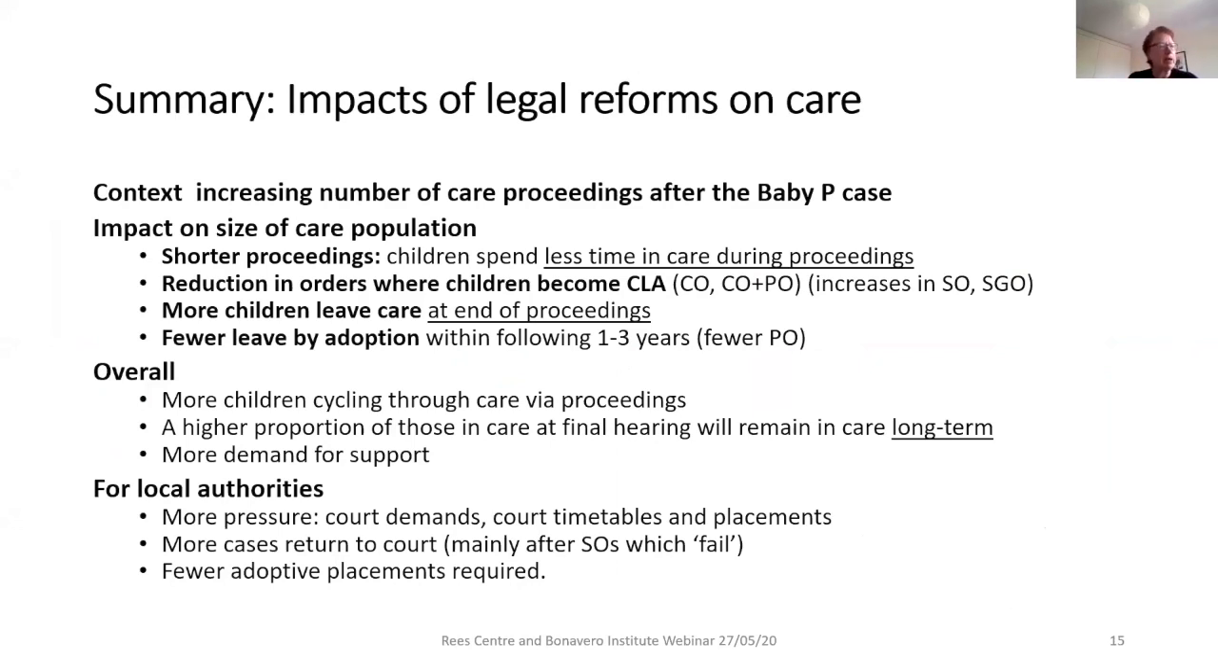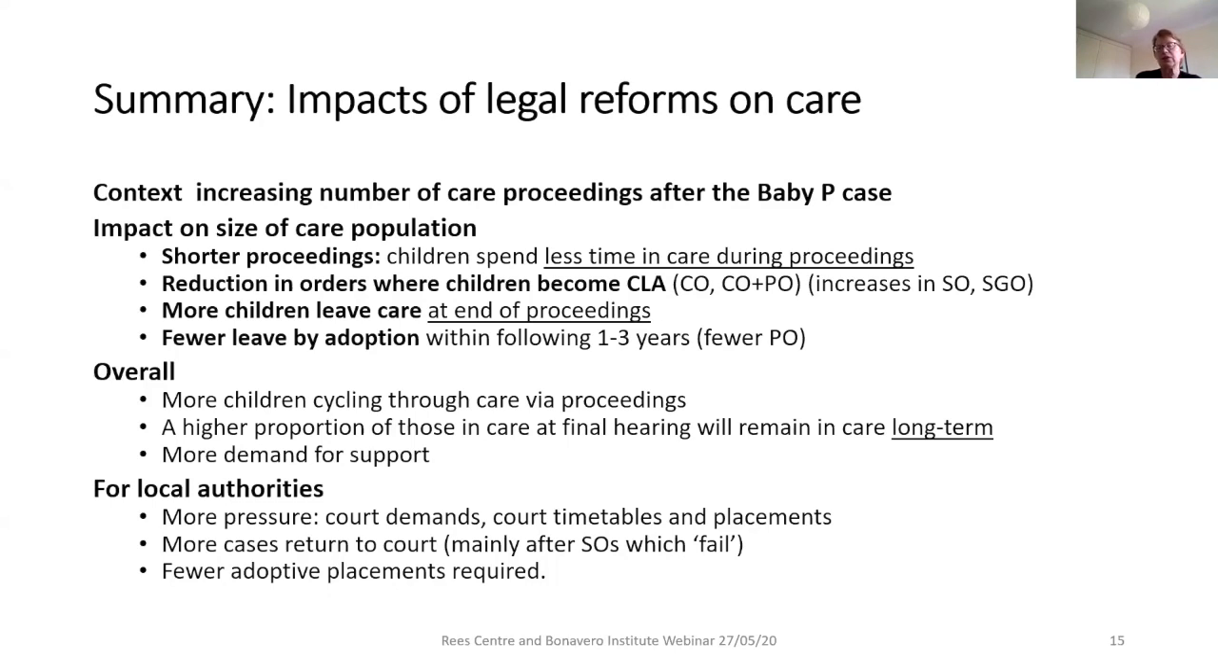So just thinking about a summary of the impacts of the legal reforms on care. And we have to put that this is all in the context of an increasing number of care proceedings after the Baby P case, which we can't separate out. We can't know which cases would have been brought even if Baby P hadn't happened. What we can say, though, with a fair degree of certainty using a number of different sources, is that the threshold for intervention did not decline as care proceedings increased.